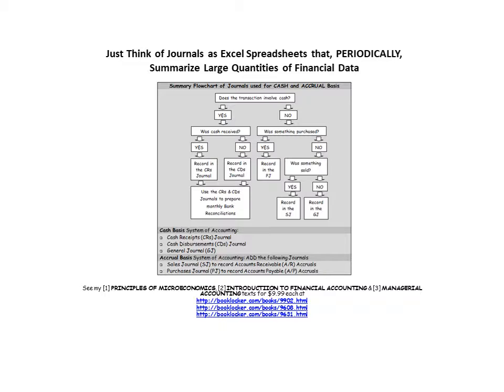If you are an accrual basis taxpayer or preparing accrual basis financials, you're going to have a sales journal for your receivables. These are non-cash sales, and you're going to have a journal for your purchases. These are non-cash purchases. If it's a cash sale or a cash purchase, look at the left-hand side. It's going to be recorded in the cash receipts and cash disbursements journal. Again, just follow the flow chart, and it will work for you mechanically. Now, the general journal is just for stuff that doesn't fit anywhere else, and I'm going to go through that.